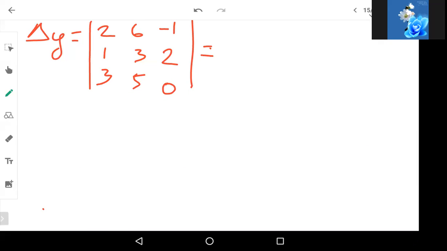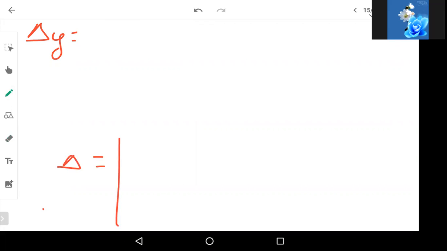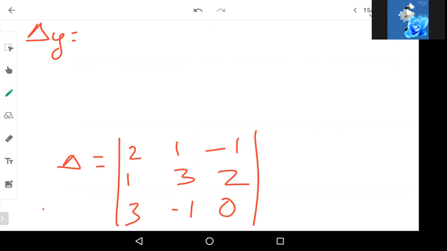Okay, okay. Now only I will explain. Listen. What is the basic delta? The first one what we had: 1, 3, 2, 3 minus 1, 0. This is the basic delta, correct? And what are the constants in the equation? 6, 3 and 5. Now to find delta x, one thing you basically understand.